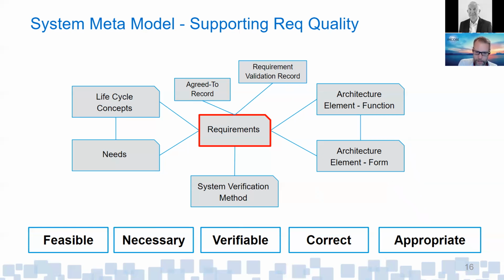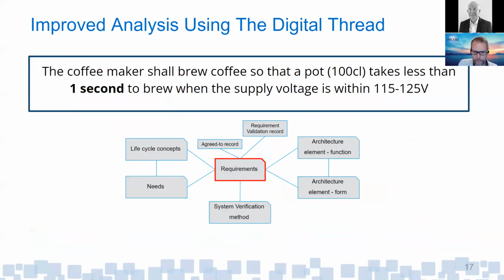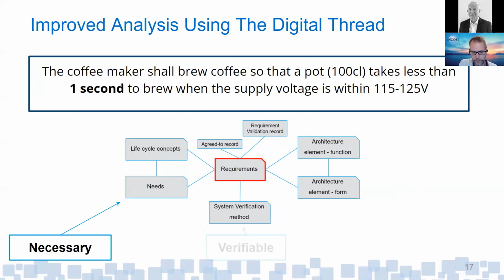So now let's look at this bad example where we had a requirement that was asking for basically too fast a brewing time of a coffee pot. Now, if we have a quality model that uses the digital thread and the connection to other artifacts, would we be able to flag this requirement with that additional capability? So would we fail necessary? Probably not. We probably have a link to a need. So that would probably still be okay.